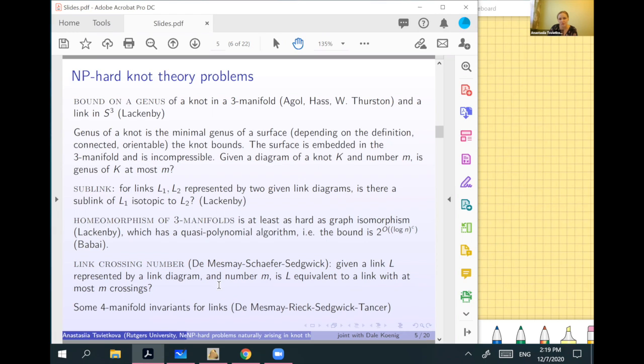So these are two maybe more natural problems which were recently proven to be not NP-hard, but at least given some lower bounds. Homeomorphism is at least as hard as graph isomorphism, and link crossing number is NP-hard. And I'll also mention there was a result about 4-manifold invariants for links by Dennis May, Rick, Sedgwick, and Tanser. And then let me talk about the problems that, after reading Lackenby's paper, we found to be very natural, very interesting, that we wanted to prove to be NP-hard.